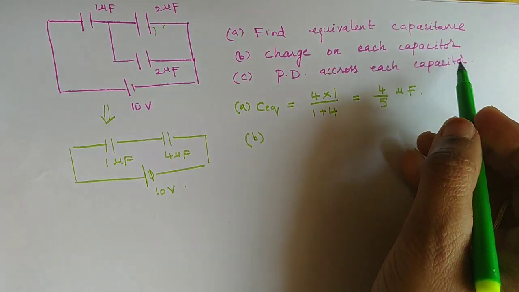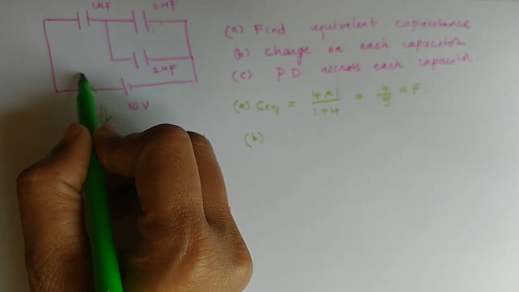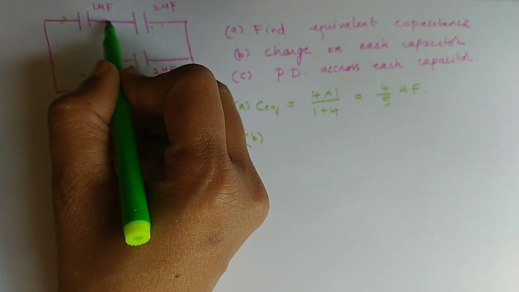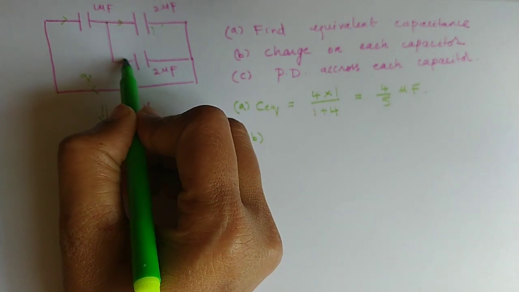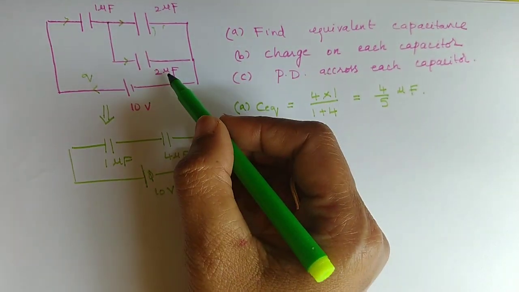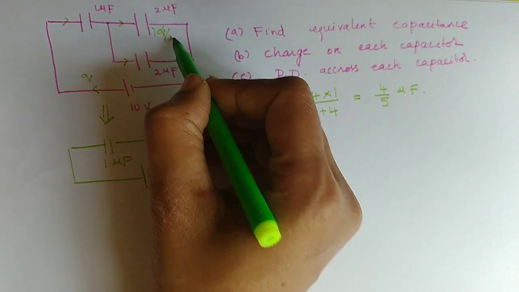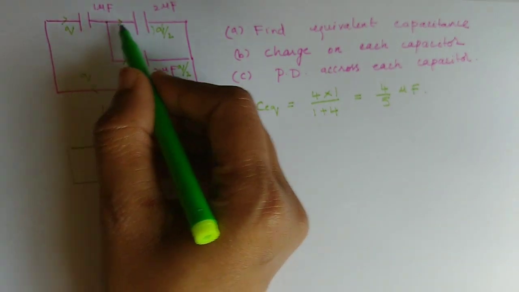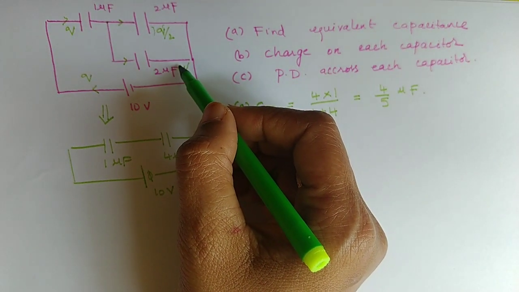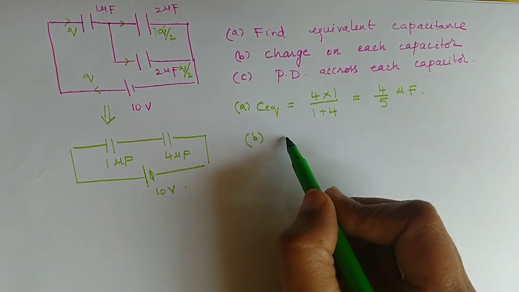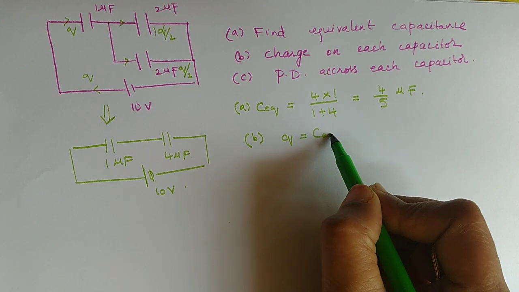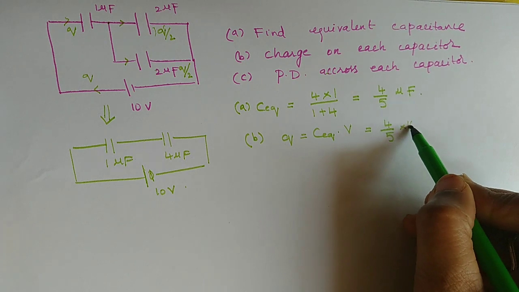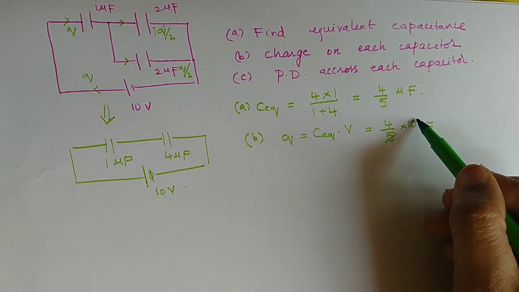Charge on each capacitor. So let the total charge supplied by the battery be Q. See, the whole charge is passing through the first capacitor. After reaching this junction, it is divided. Since the two capacitors are of equal capacity, charge on this will be half, and here also you get it as half. It's equally divided. So total charge is Q, which is equally divided between 2 and 2. So first let us find out what is the total charge. We know Q is equal to C equivalent into V. C equivalent is 4 by 5, potential difference is 10. So this gives you the charge supplied by the battery.